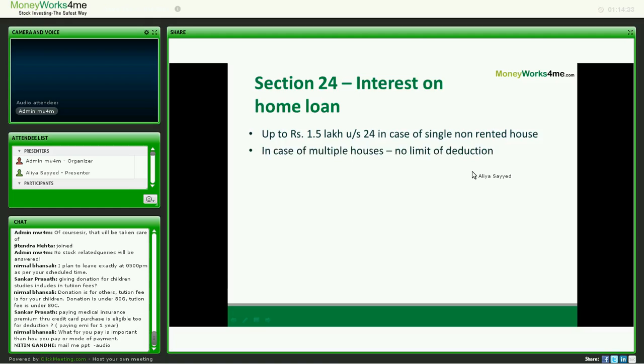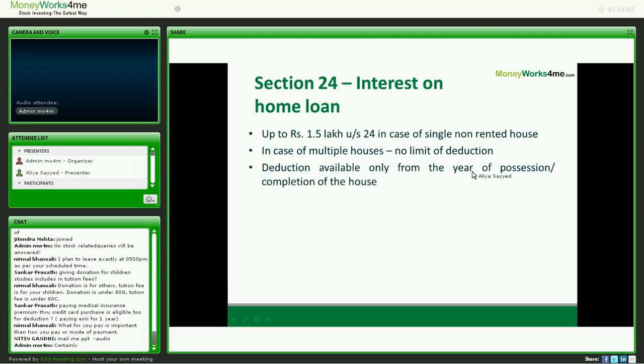In case of multiple houses, there is no limit on the deduction. So if you have more than one house loan, you can claim the entire amount of interest paid as a deduction from your tax. Again, the caveat is that the deduction is available only from the year of possession or completion of the house, from when you get possession of the house. Only from then will you be able to claim the deduction.